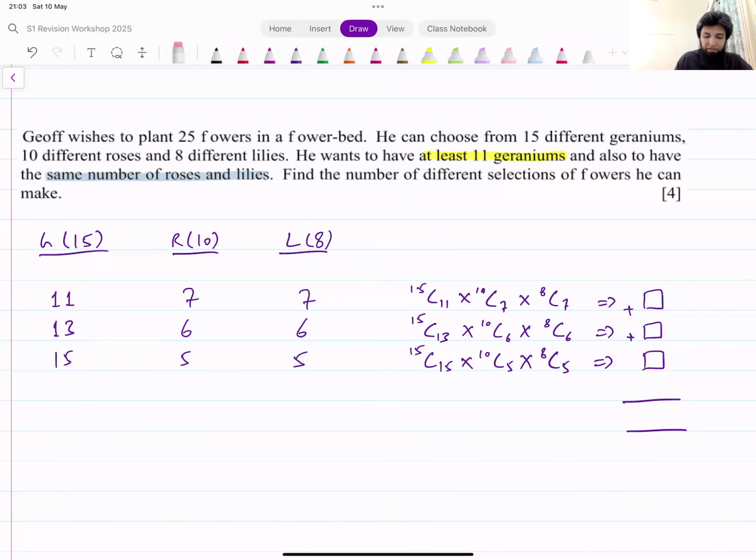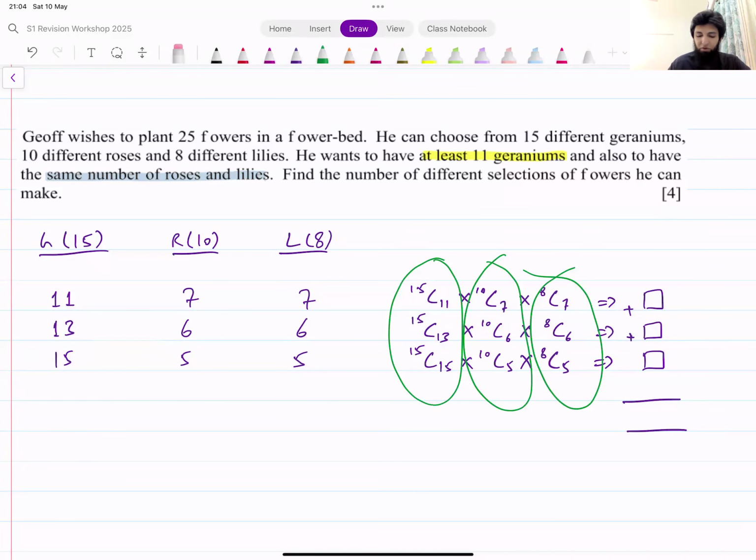And now we say the first case is out of the 15 geraniums, we have to select 11. Out of 10 roses, we have to select 7. Out of 8 lilies, we have to select 7. That's 15C11 into 10C7 into 8C7, and that gives us the result. Similarly, you do the next one and the next one. In this case, all the flowers are different, so we have to select from all of them, right? We have to select from all of them.